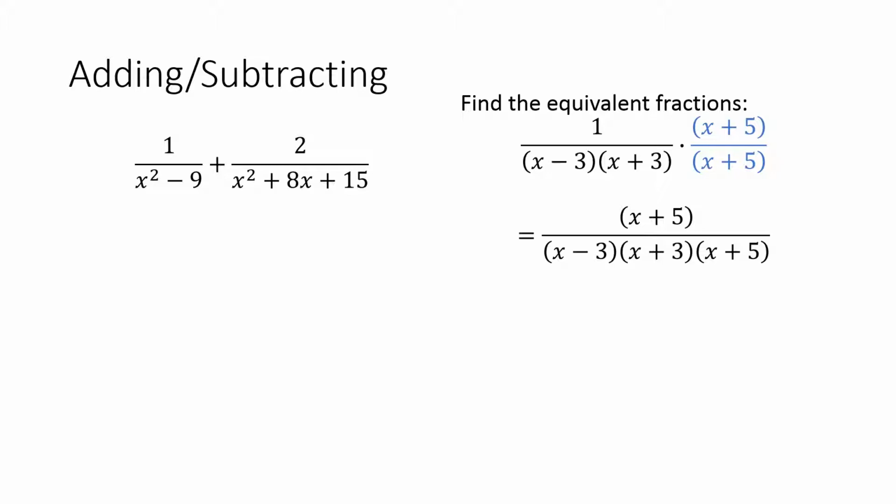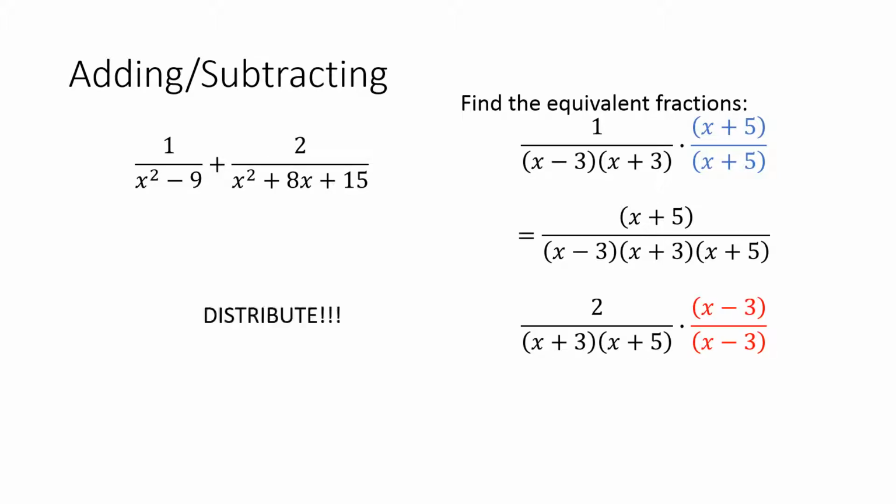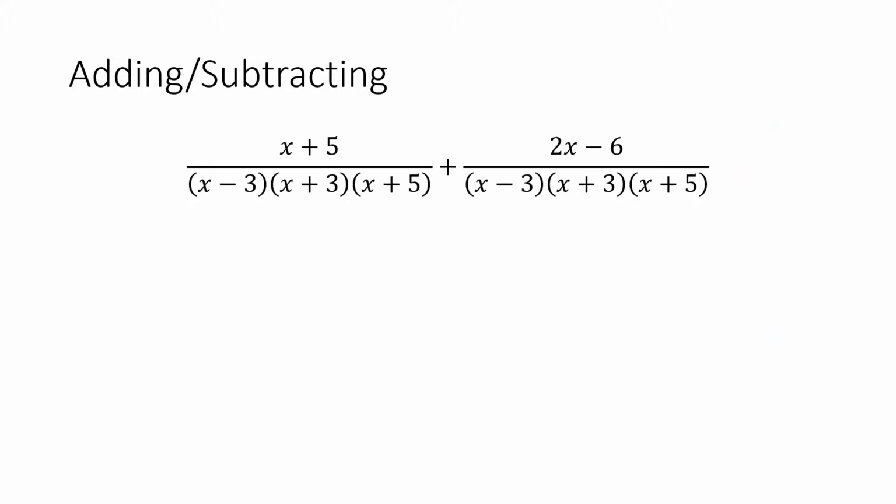With the second fraction, that factored denominator already has the x plus 3, x plus 5. So what's missing is x minus 3. Be really, really careful with these problems. After we do all of this work, the most common mistake that I see is that we forget to distribute on this step. That means I need to multiply 2 times x and 2 times minus 3 so that the top of that second fraction becomes 2x minus 6. So now we have both of our fractions with that same common denominator, and we can go ahead and combine.